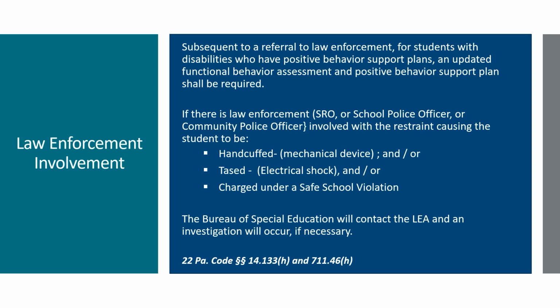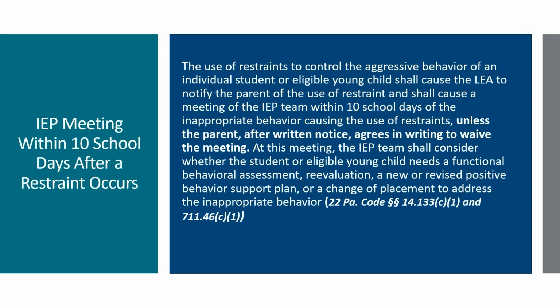The use of restraints to control the aggressive behavior of an individual student or eligible young child shall cause the LEA to notify the parent of the use of restraint and shall cause a meeting of the IEP team within 10 school days of the inappropriate behavior causing the use of restraints, unless the parent, after written notice, agrees in writing to waive the meeting. At this meeting, the IEP team shall consider whether the student or eligible young child needs a functional behavioral assessment, reevaluation, a new or revised positive behavior support plan, or a change of placement to address the inappropriate behavior.